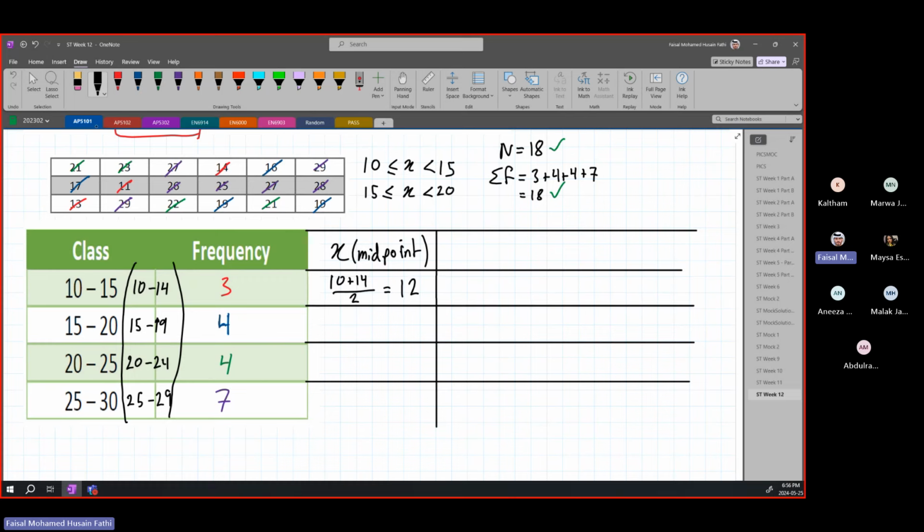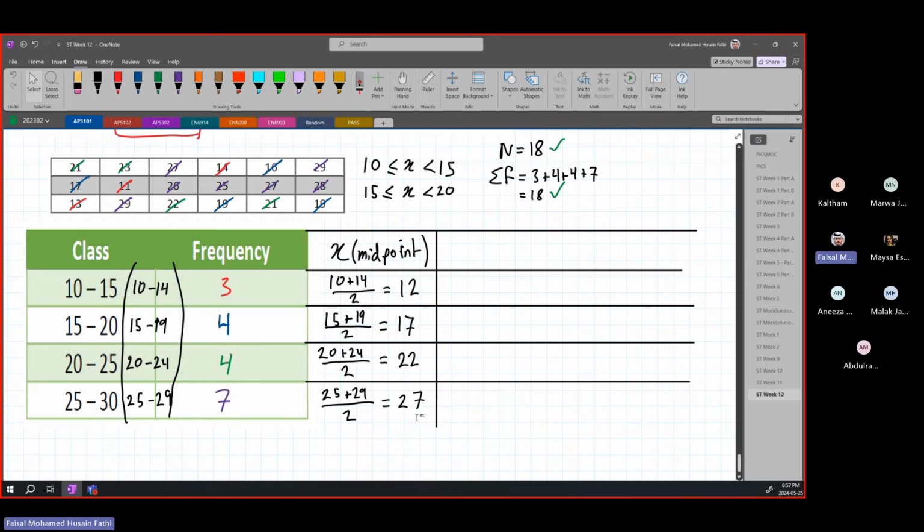The midpoint over here is going to be 15 plus 19 over 2. That is going to be 17. 20 plus 24 over 2. This is going to be 22. And then 25 plus 29 over 2, which is equal to 27. All right, so this is how you find your midpoint value. Again, the reason I did this is because this has to be inclusive. The range has to be inclusive of both the beginning and the end. All right, because 15 is not a part of the actual range in the beginning.